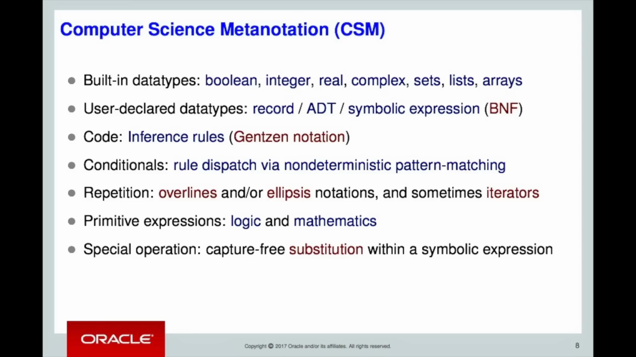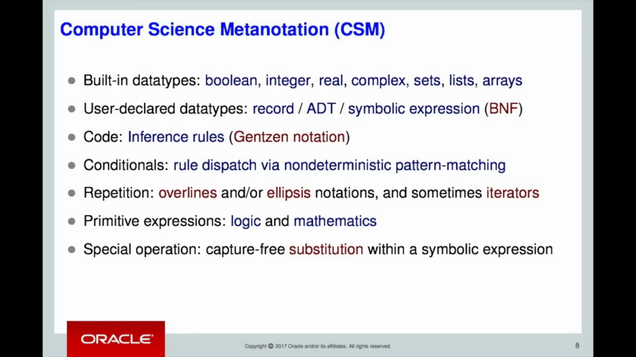This programming language has a number of built-in data types you can take for granted, the usual Boolean, integer, real, maybe complex numbers, such as lists and arrays. It also has user-declared data types, which you can regard as records or abstract data types or symbolic expressions. These are defined by BNF notation. The code is in the form of inference rules.